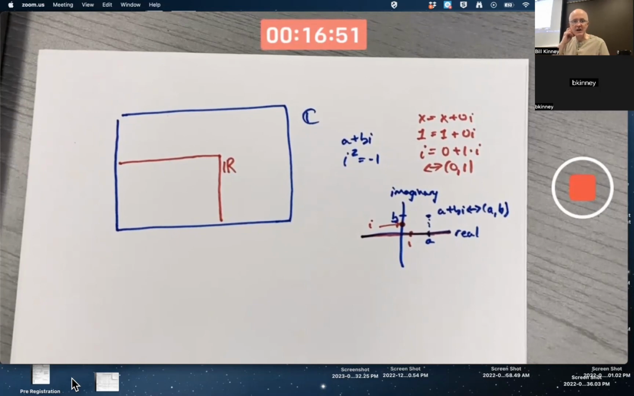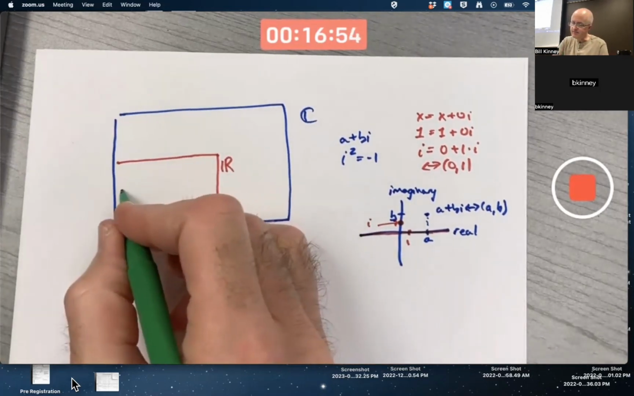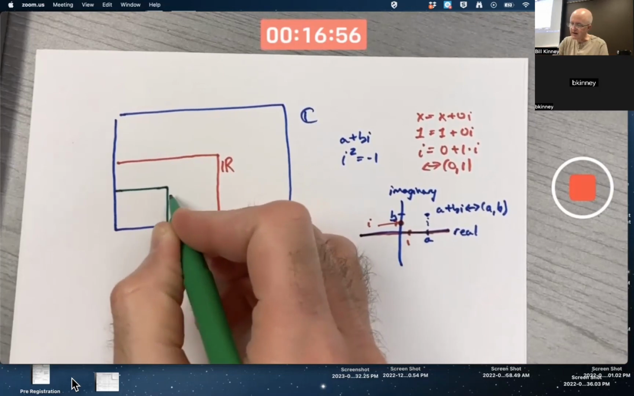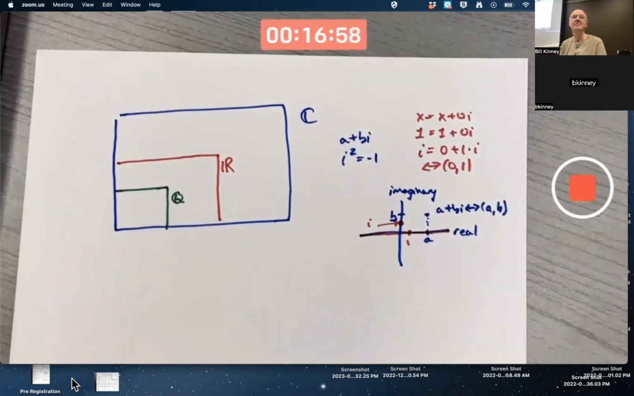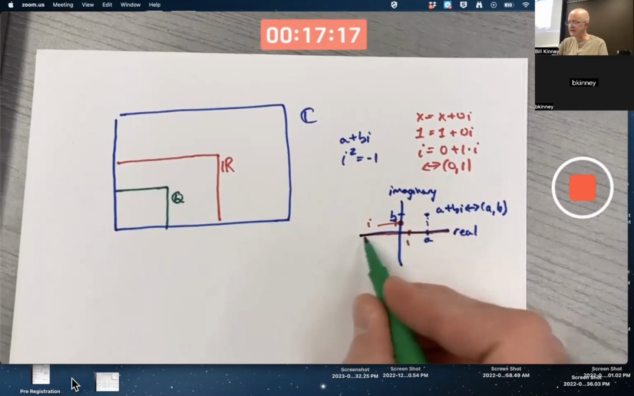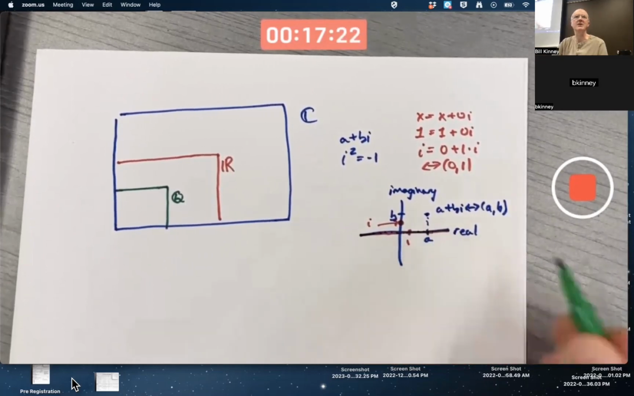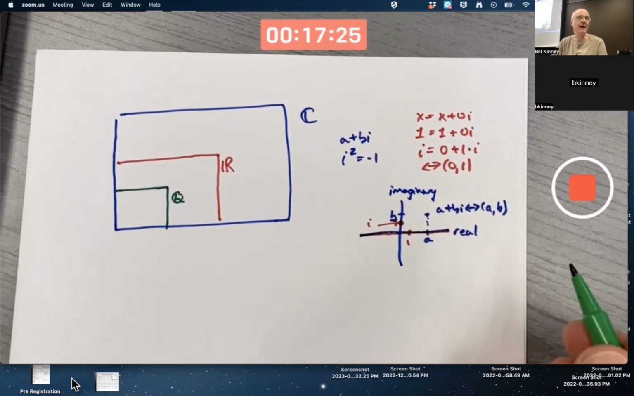The rational numbers are, say, right here, Q. That's a subfield of the real numbers and therefore also a subfield of the complex numbers. The real numbers form a field extension of the rationals. The complex numbers form a field extension of the rationals. It's a subfield of the reals. So in this picture, it's on the real axis. They're all the points that correspond to rational numbers, which there are infinitely many of, right?